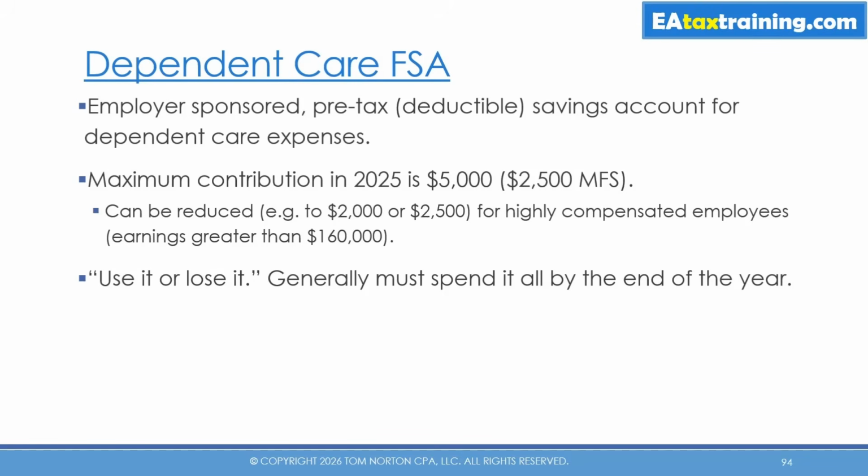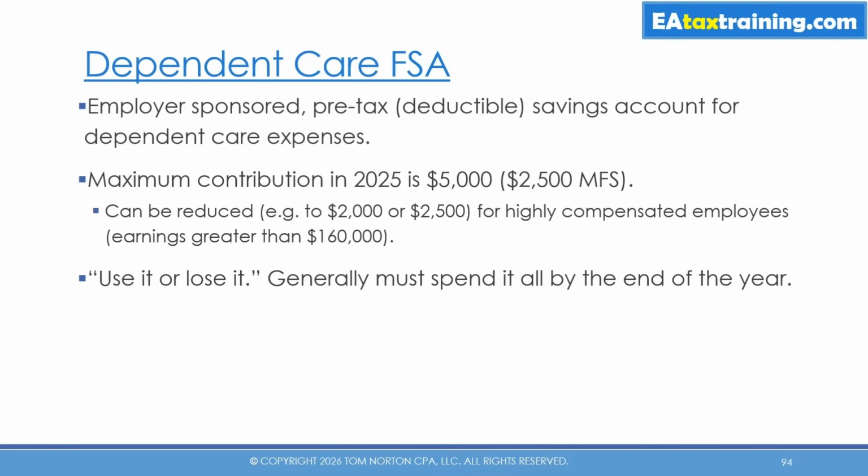Next is a dependent care FSA. So this is the same idea as the flexible spending account, except instead of using it to spend for healthcare, you are using it to spend for dependent care expenses. The maximum contribution is $5,000 or $2,500 if you are married filing separately.